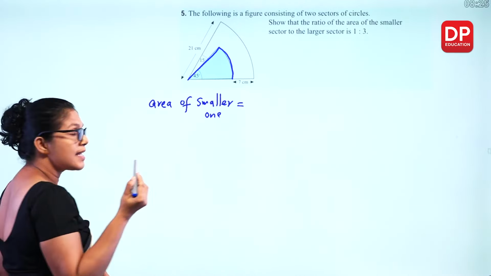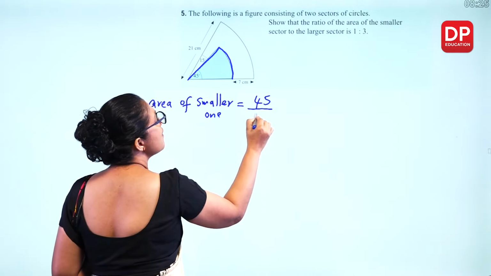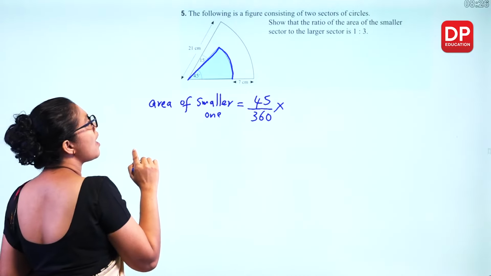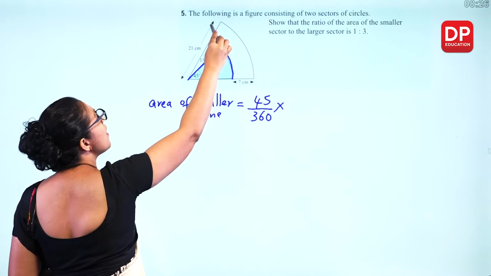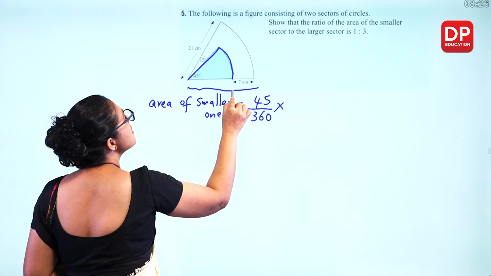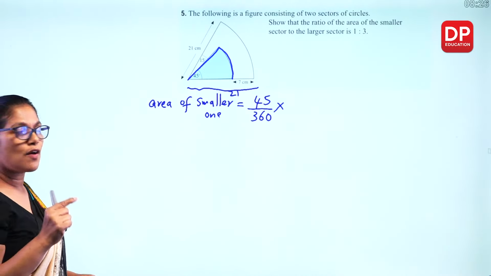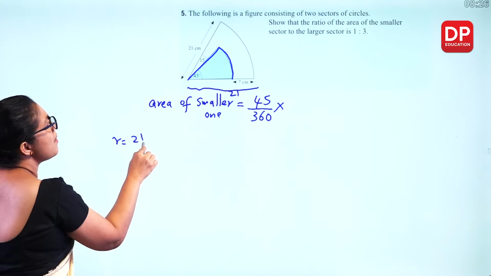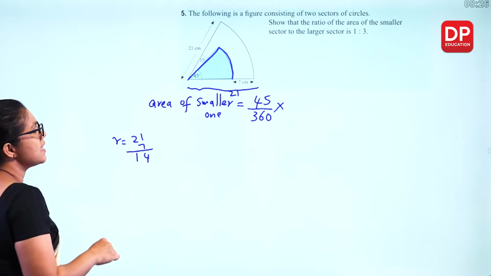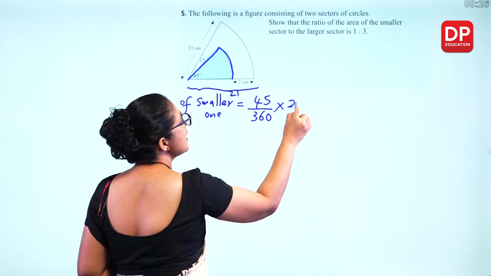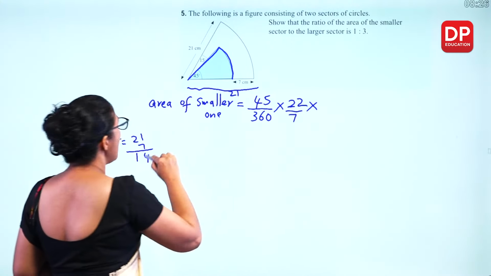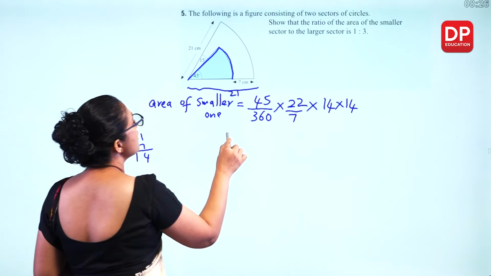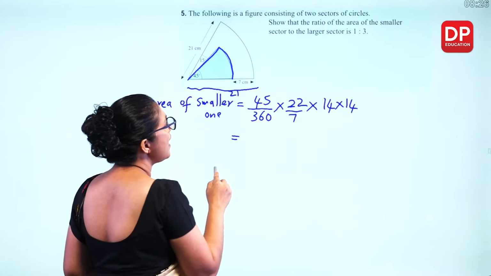So angle at the center is now 45. So 45 over 360 into pi r squared. How can we find out r? We know this big one is 21. So this is also 21. How can you find out the radius of the smaller sector? We subtract. So r is equal to 21 minus 7. You get 14 centimeters. So pi value here 22 over 7. R is 14 and 14. That's the smaller one.